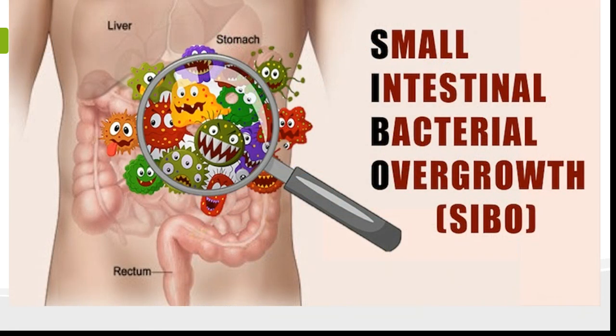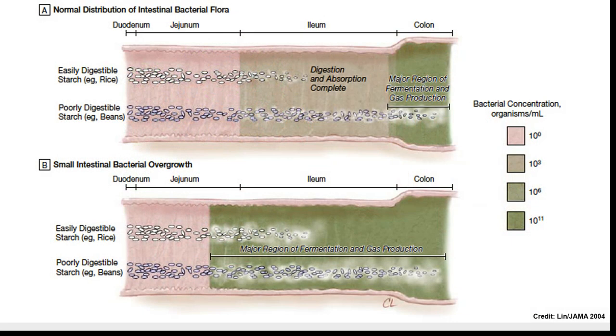There's another condition called SIBO, or small intestinal bacterial overgrowth. Right here, this is normal, where our food goes through the duodenum and the jejunum and the ileum, and the digestion is completed. Well, if we have bacterial overgrowth, the bacteria move down into the part where they're not supposed to be, and you have more fermentation taking place in the lower parts of the small intestine, causing discomfort, cramping, gas, lots of gas, things like this. So once again, the food we eat will help with this.